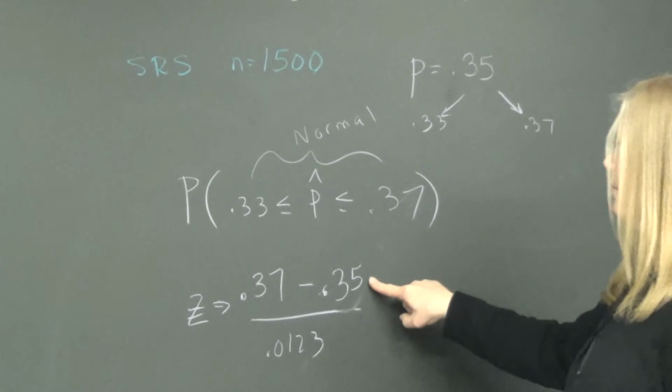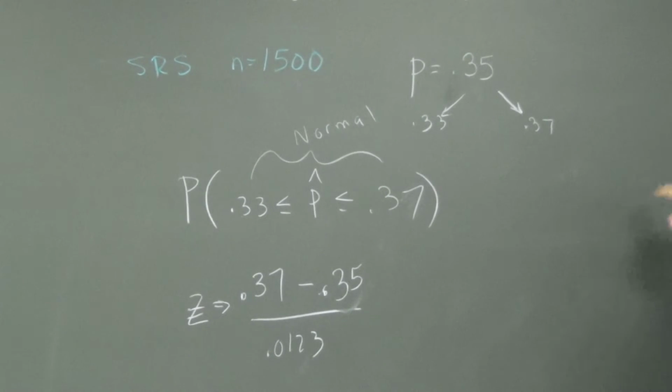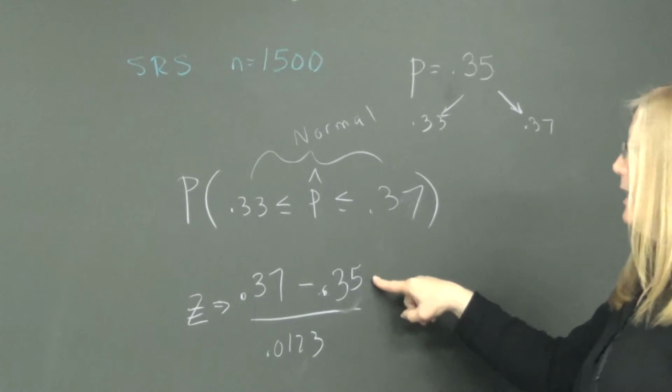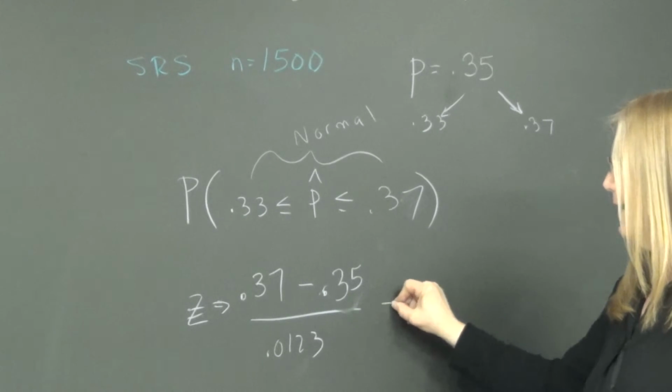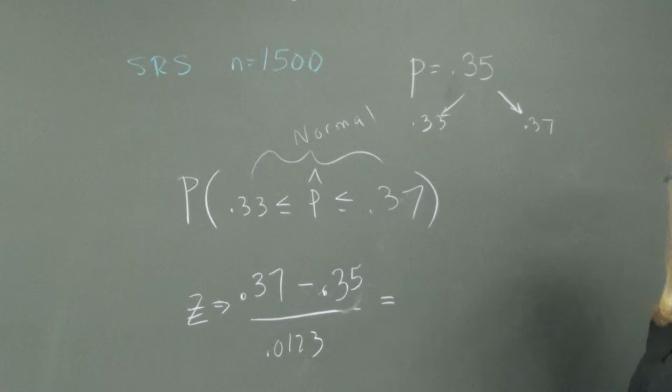I had to remember this stuff from this box in order to get the z-score, because I needed the mean and the standard deviation of p hat. The z-score is 1.626.